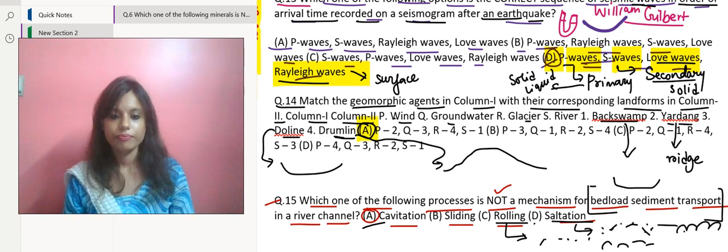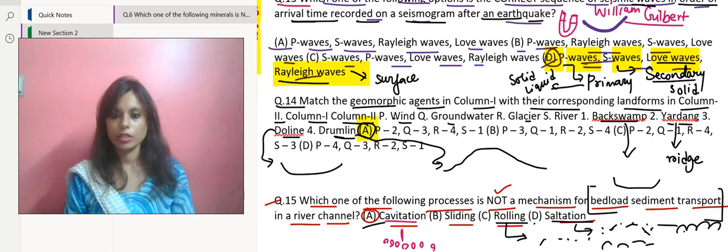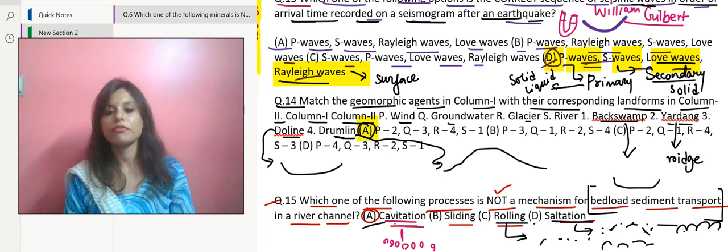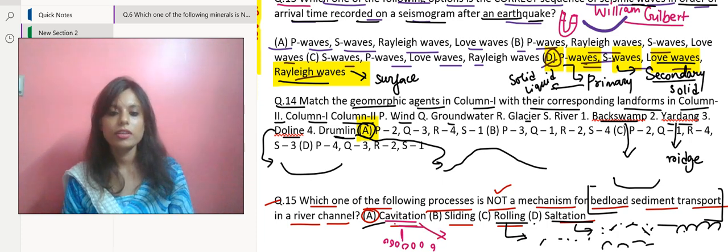Now talking about cavitation in detail. Cavitation is the formation and collapse of vapor bubbles in a liquid due to pressure fluctuations. In a river channel, cavitation can occur around rocks and other obstructions in the channel, which can lead to the erosion of the bedrocks. However, it is not a mechanism for bedload sediment transport in the channel. That is why this is your correct answer.